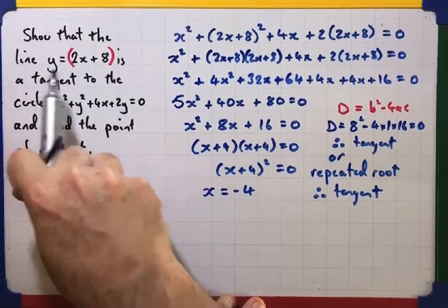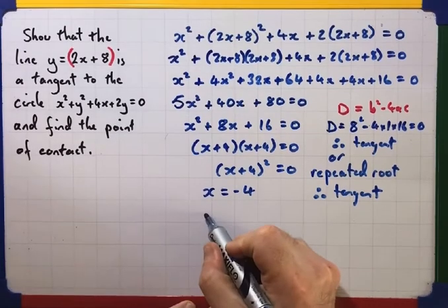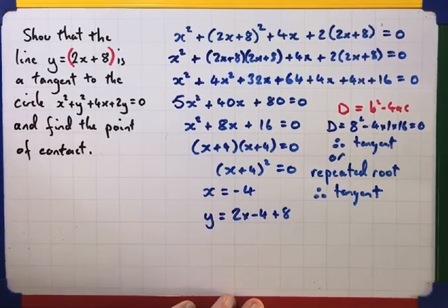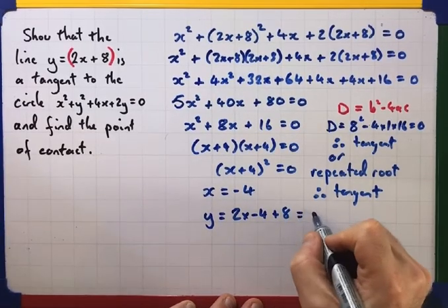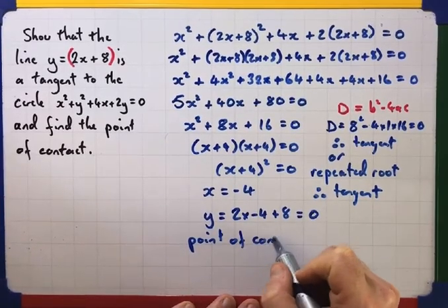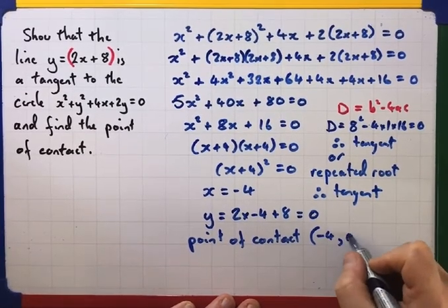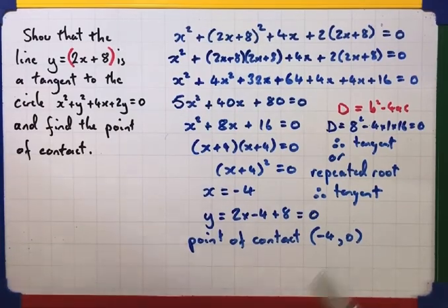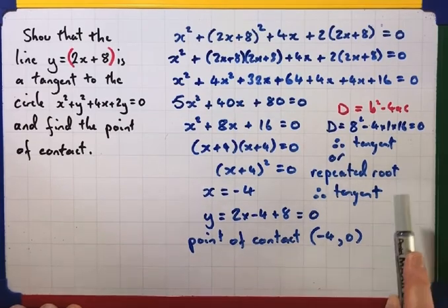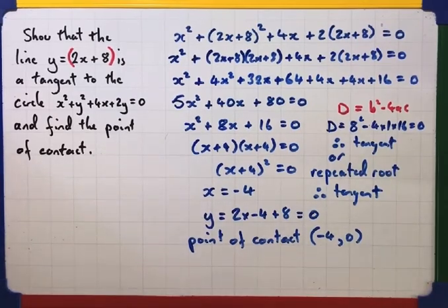Going back, we would, of course, not use the circle substitution because that just makes it more difficult. Use the straight line. So you've got y equals 2 times minus 4 plus 8, which gives you 0. So the point of contact is minus 4, 0. Remember, as well as solving it and saying what your point of contact is, either state it's a repeated root, therefore it's a tangent, or show that the discriminant is 0, therefore it's a tangent.